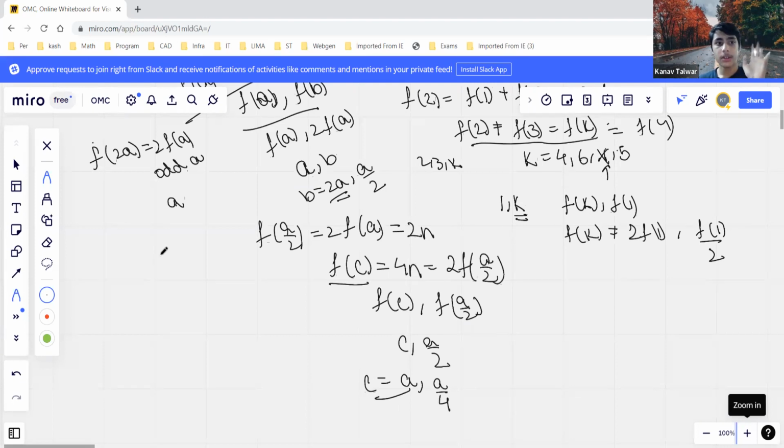Oh, you don't have injectivity yet. We do not have that f is one-to-one. We have that f is surjective. So why can't c be a? Can c be a?